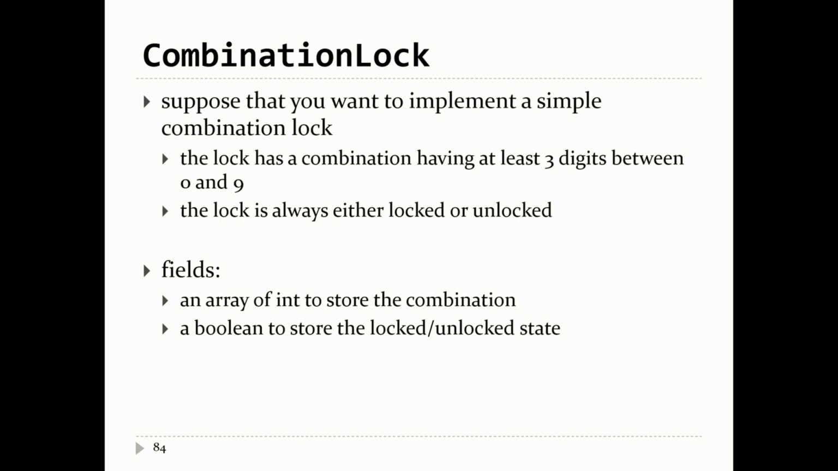So when you go to implement this thing, you have to decide what fields do I need. You look and you see, well, there's at least 3 digits. There could be more. So right away, you know that there's a collection of some kind to hold the digits. Then you need to know, is the lock locked or unlocked? So you need some sort of field to represent that. So a Boolean is appropriate there. True if the lock is locked, false if it's unlocked.